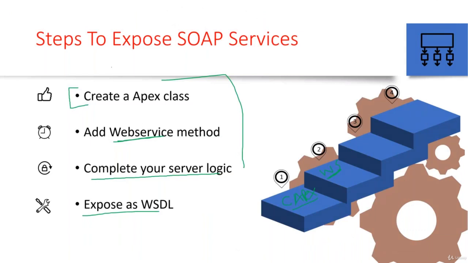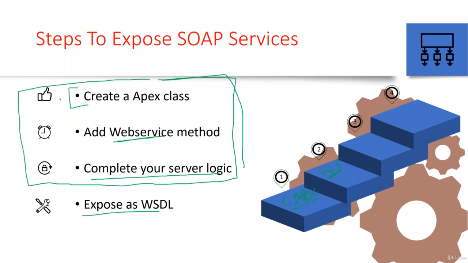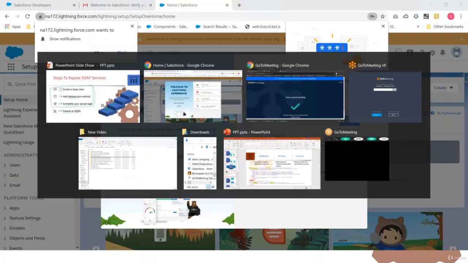So now on the server side, I am going to do this activity. The first activity has three things: create the class, add a web service method, then complete our logic. Once done, I will expose that class or web service as a WSDL. So what is WSDL? I'll talk about it. It's something you need to know in detail.